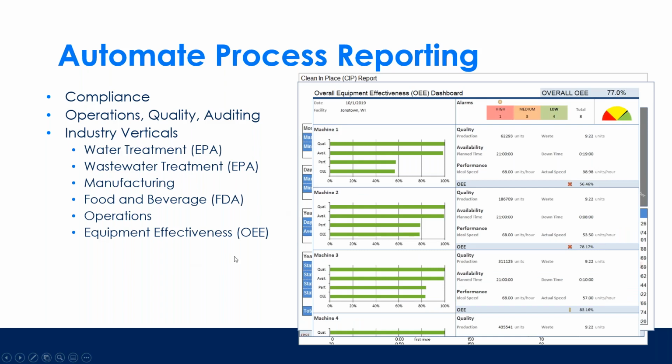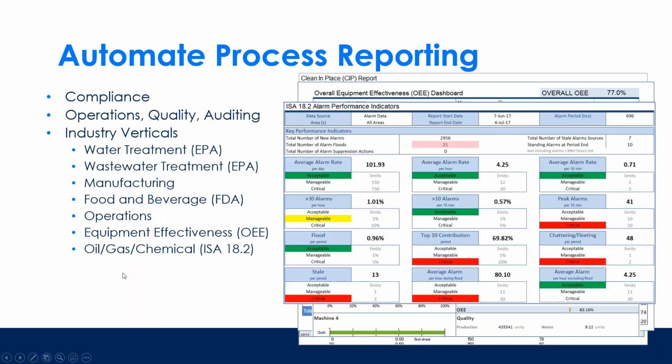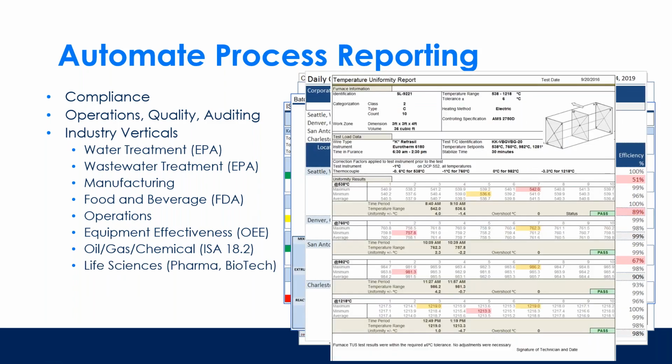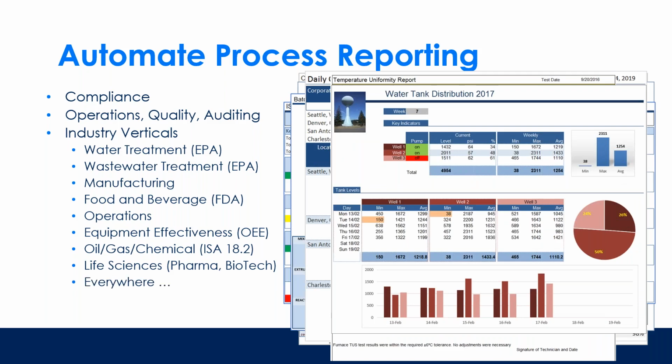Overall equipment effectiveness is something that's used in many types of manufacturing, just as a standardized metric to determine the efficiency and the output of a process. In oil and gas, there are typically large, complicated alarm systems that require dedicated statistical analysis to determine the rationalization or the effectiveness of those systems. We won't really go into detail on every single one of these. I just wanted to point out a few pertinent to the industries described in the abstract for today's webinar. The point of this slide really is that the product can be flexible enough to be used in any industry for any type of automated reporting or analysis.